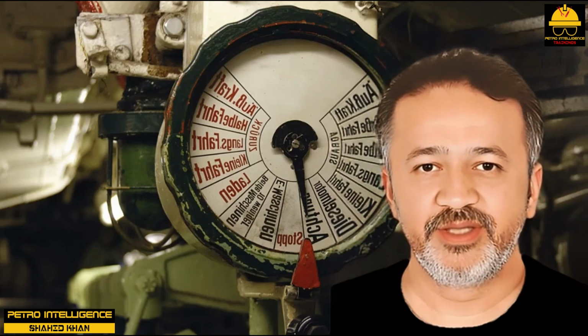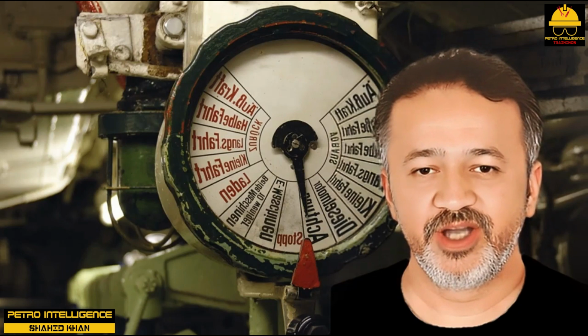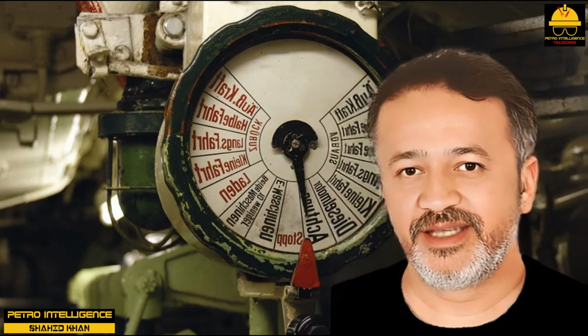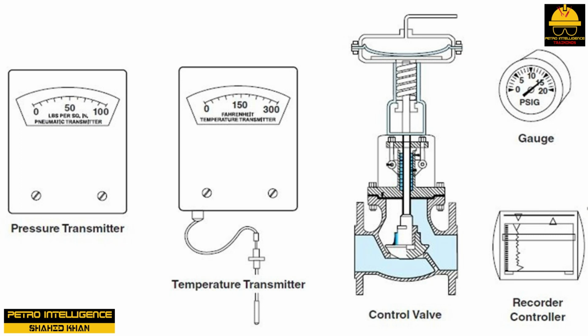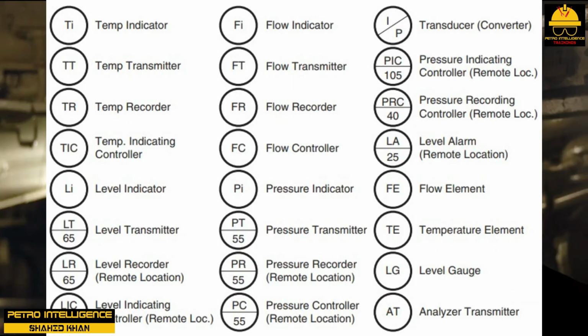This automation enables a single process technician to monitor and control large, complex process networks from a single control center. Basic process instrumentation, as shown in the picture, includes gauges, transmitters, controllers, transducers, primary elements and sensors, computers, control valves, and other final control elements. Each instrument can be represented by a symbol as shown in the picture.